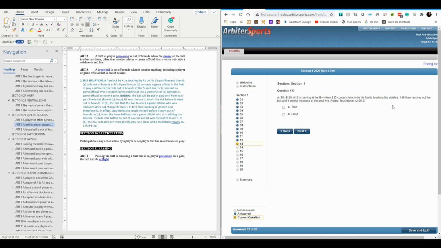So the rule reference is 2-29-2. If we go over here to 2-29-2, it says a ball in player possession is out of bounds when the runner or the ball touches anything other than another player or game official that is in or outside a sideline or end line. So, in this case, the defensive player is out of bounds, right? But the offensive player isn't, and the fact that the defensive player simply touches the runner does not make him out of bounds. So the answer to this question is true.